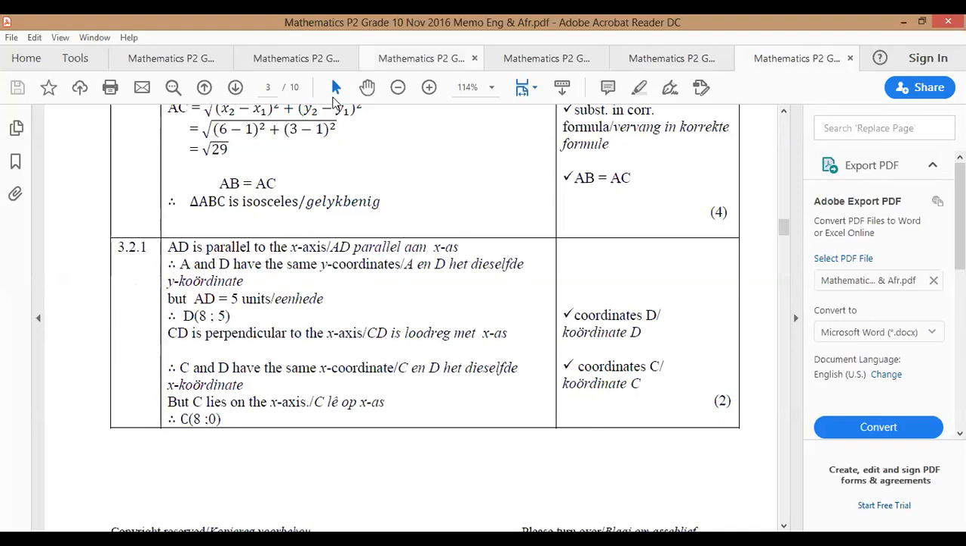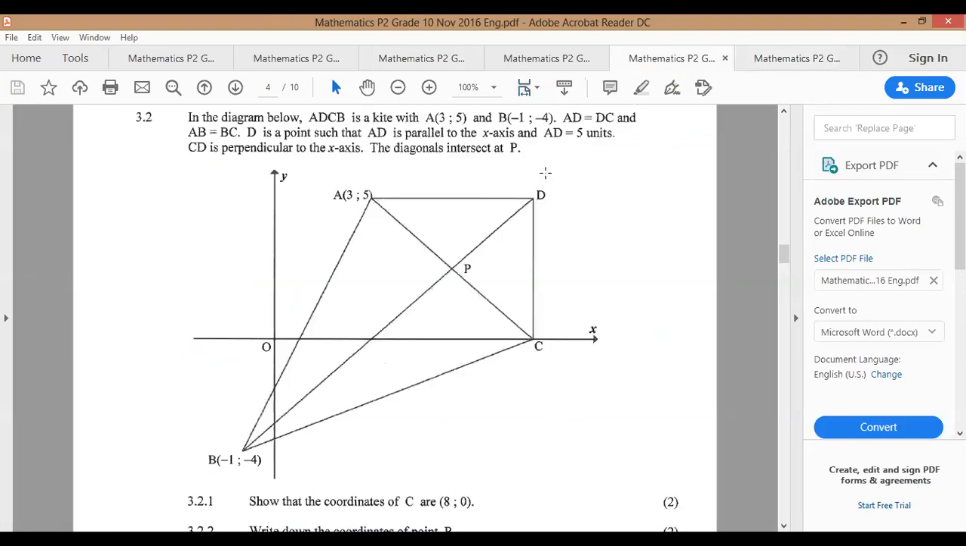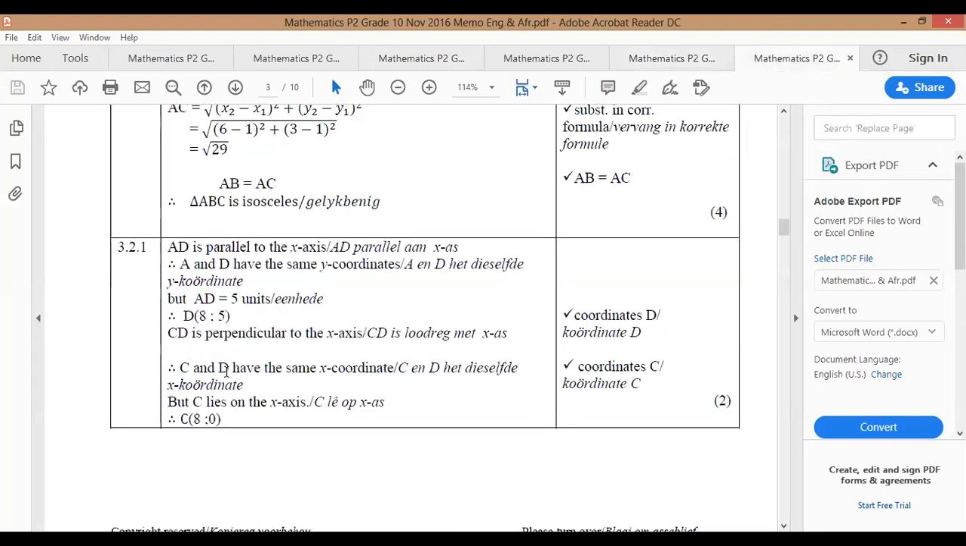Because they told us that CD, let me show you the illustration. CD is perpendicular to the x-axis, right? And we're told that AD from here to there is actually 5 units. Does it make sense? So now, it says C and D have the same x coordinate, right? But C lies on the x-axis. Therefore, the coordinates of C will be what? It will be (8, 0).